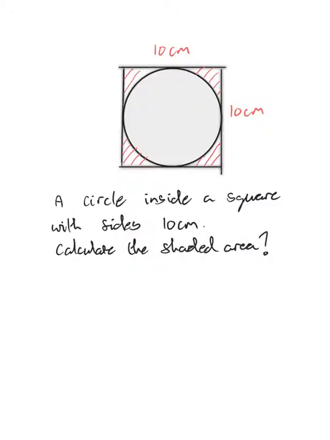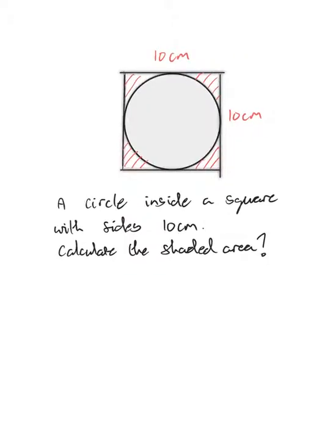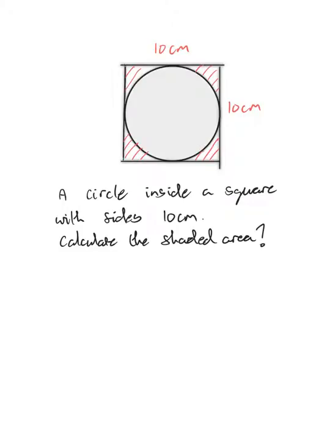Well, first off, let's think about how we're actually going to work out what the shaded area is. The shaded area will be the area of the square minus the area of the circle. So, area of the square, that's easy, that's just 10 times 10, so the area of the square is 100. What about the area of the circle?